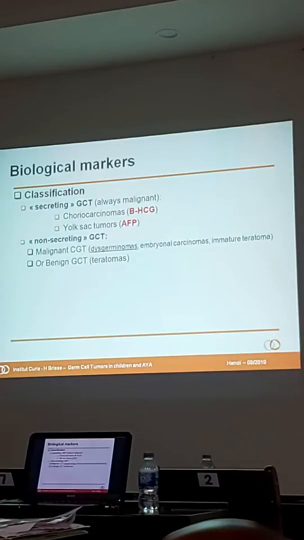So positive serum markers is malignant, but negative serum markers is not always benign.